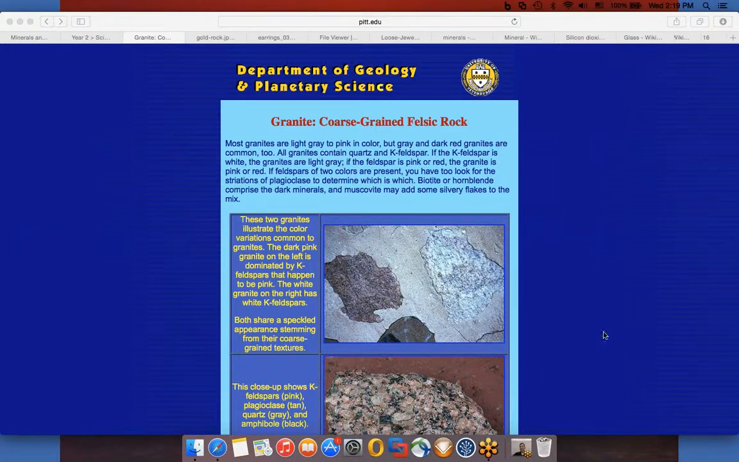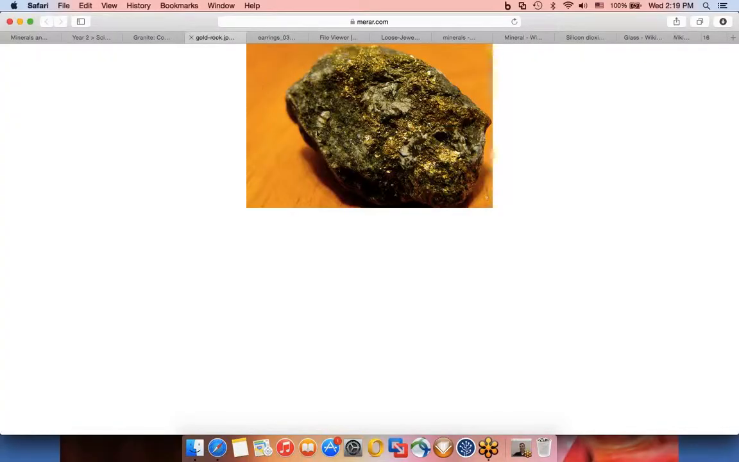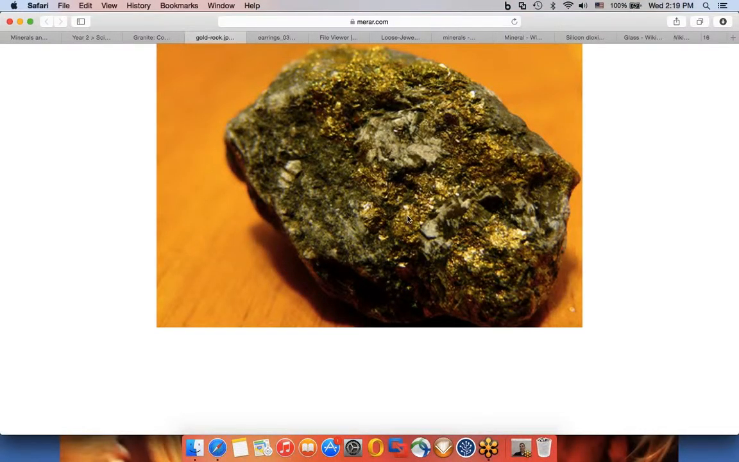Is it a ruby, a mineral, or is it many minerals? Okay, let's search that out. All right, you can search it while I keep talking. Okay, I believe that it is a particular mineral. Gold is a mineral, and here you see an image of a rock containing gold.